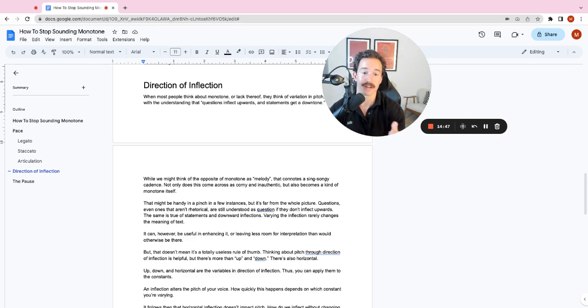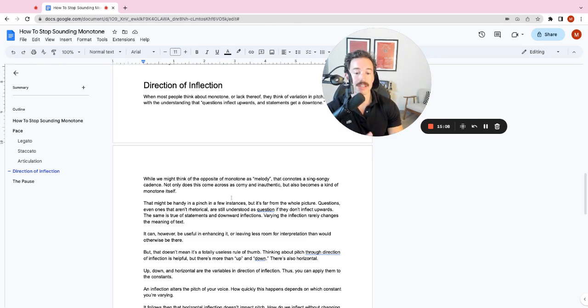I'll read that again and vary the inflection. Varying the inflection rarely changes the meaning of the text. Still the same meaning, right? You get that I'm not asking a question, you understand the point that I'm making. It can, however, be useful in enhancing it or leaving less room for interpretation than would otherwise be there.